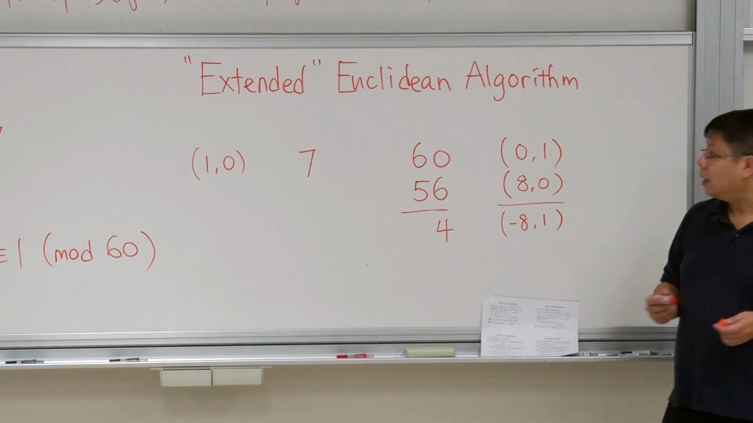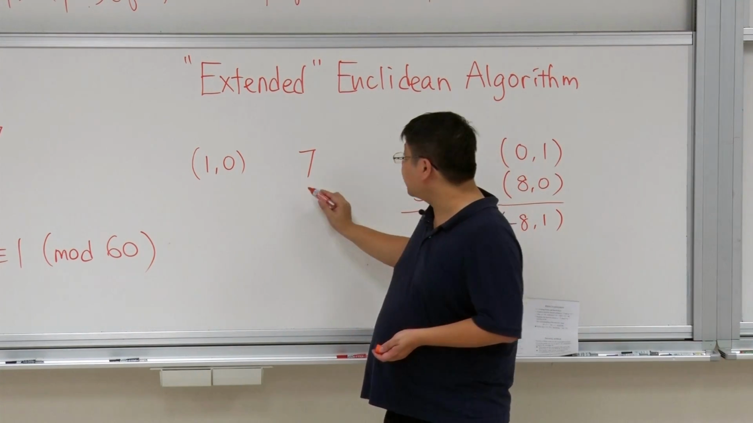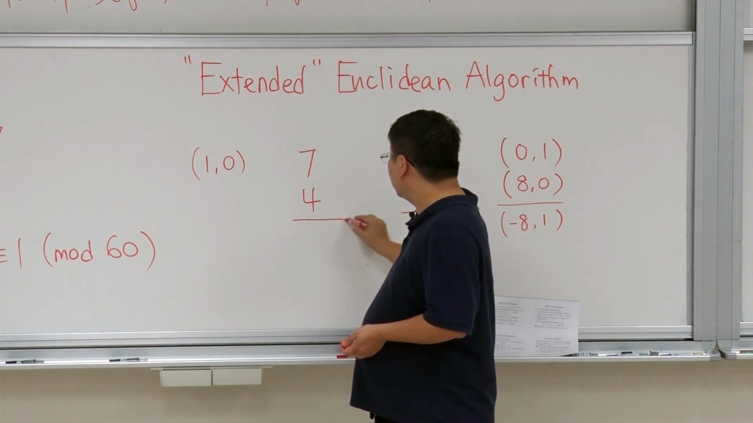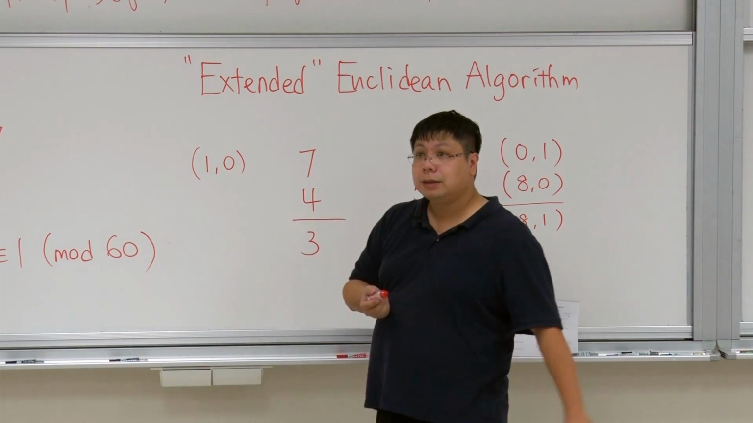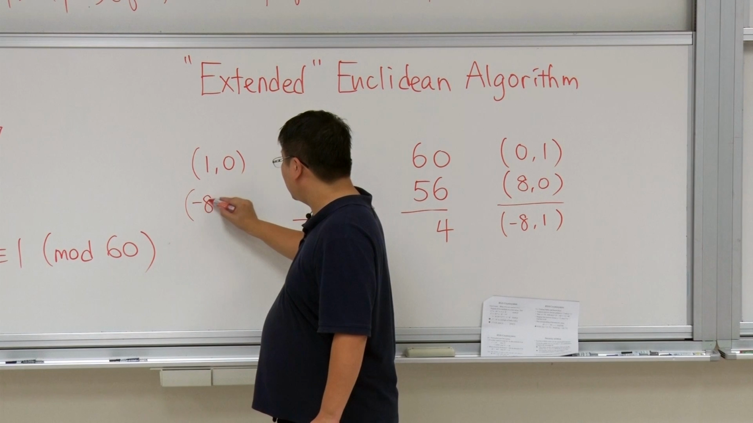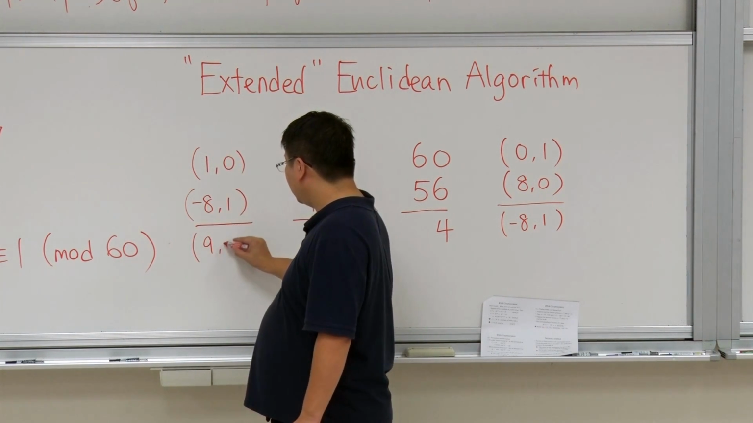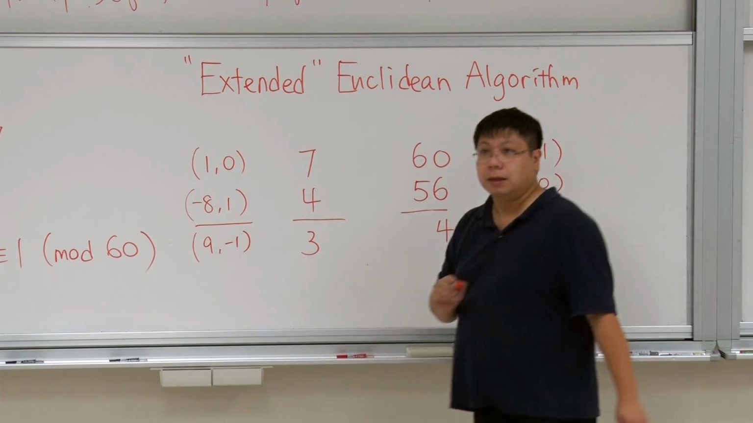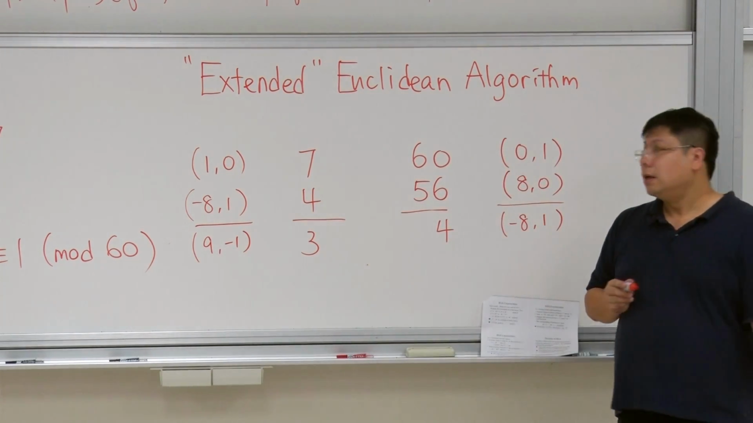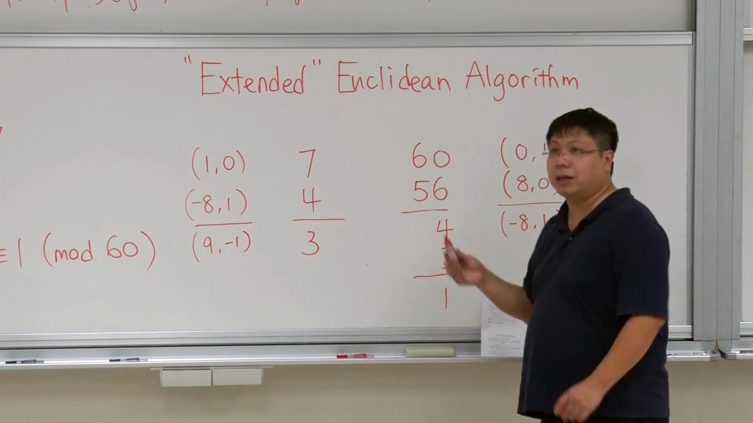Then you have this 4. You deduct as many 4s from 7 as possible, and you get a 3. What is 4? 4 is (minus 8, 1). When you deduct this, you have (9, minus 1). Does that make sense? And then you deduct 3 from this one, and finally you get the 1 that you want.